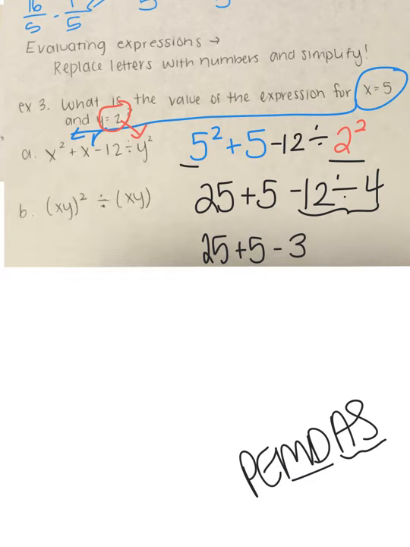Remember, it's addition and subtraction from left to right like you're reading a book. So let's do 25 plus 5, which would give me 30. And then I can do minus 3, so my answer for this one would be 27. So hopefully you also got 27 there.